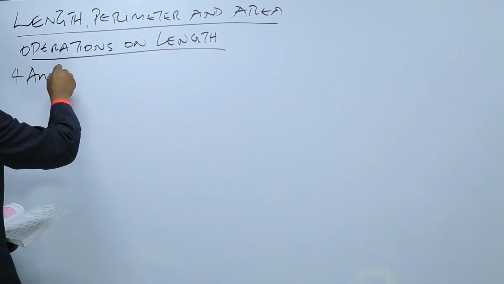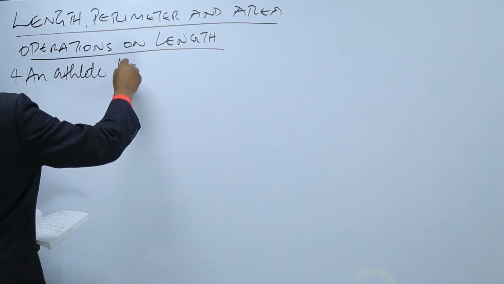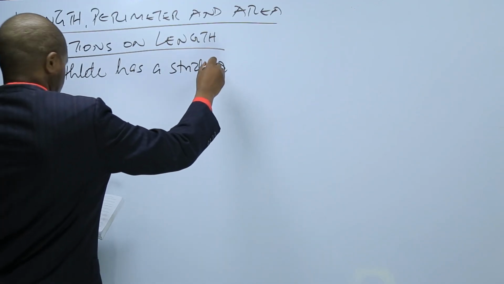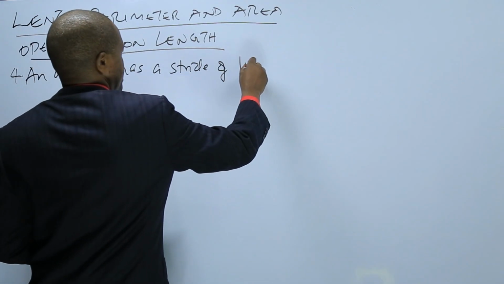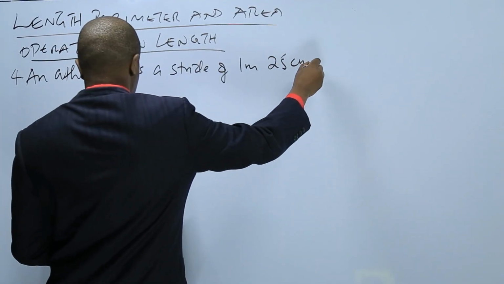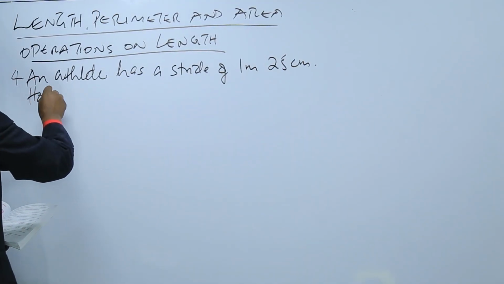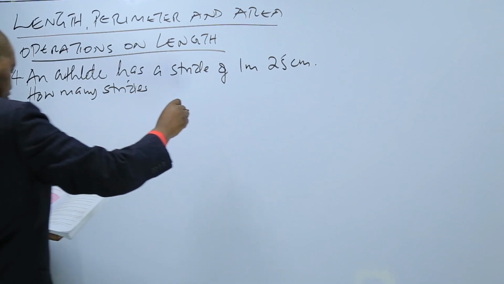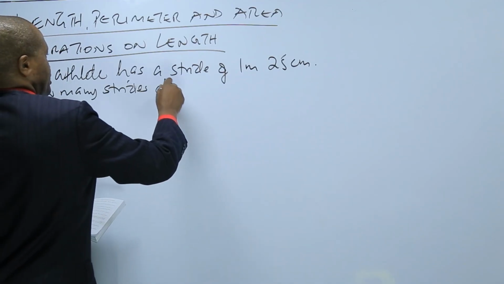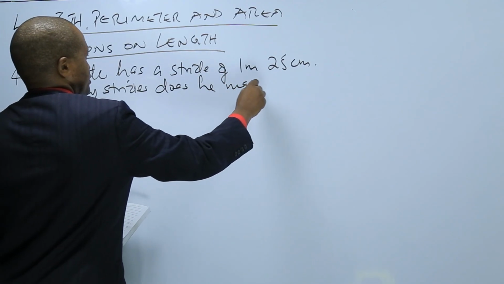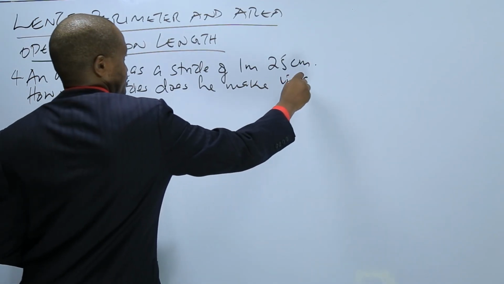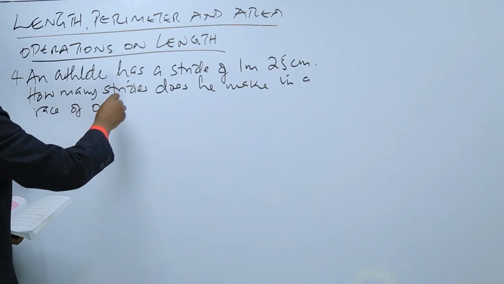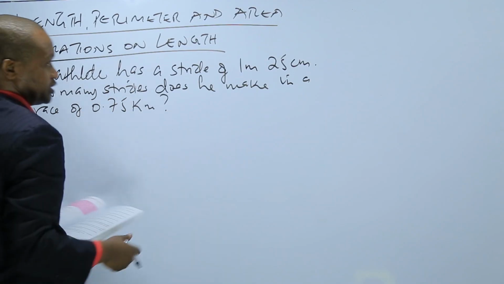An athlete has a stride of 1 meter and 25 centimeters. How many strides does he make in a race of 0.75 kilometers?